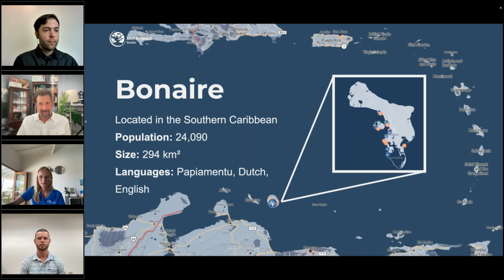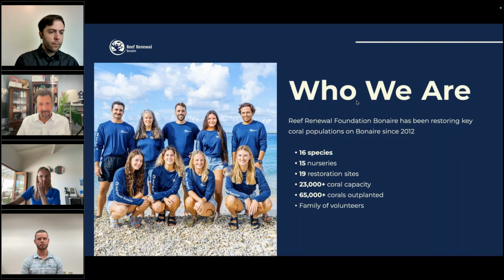And Reef Renewal Foundation Bonaire was founded in 2012. So we've been active for over 10 years now. And we are really focused on restoring the key coral populations on Bonaire. And so right now we are working with 16 different coral species across 15 nurseries and 19 restoration sites. We can produce over 20,000 corals each year, and we have outplanted around 65,000 corals so far.